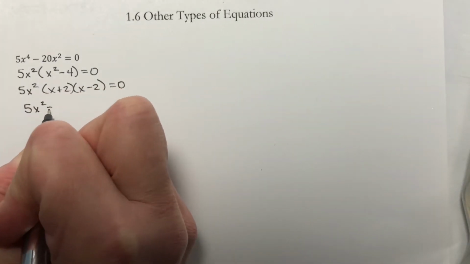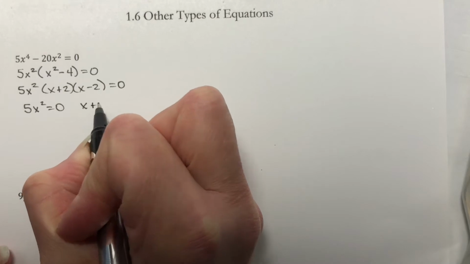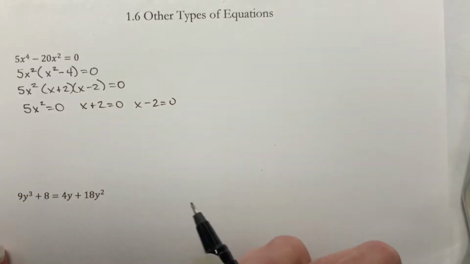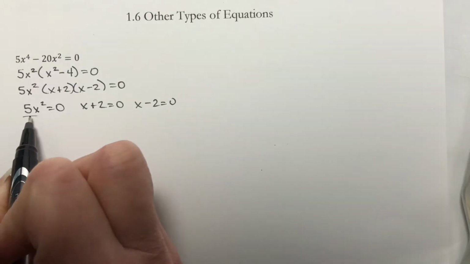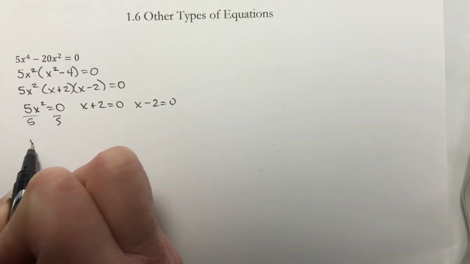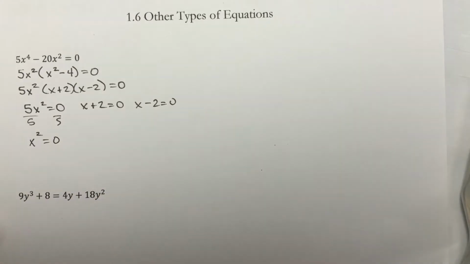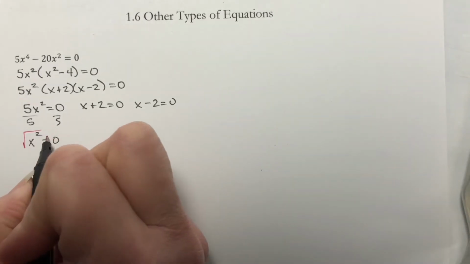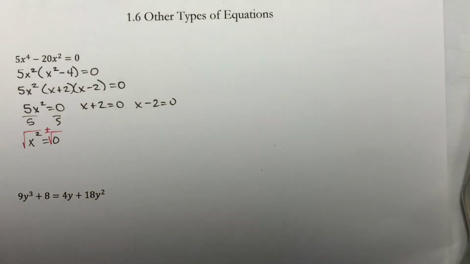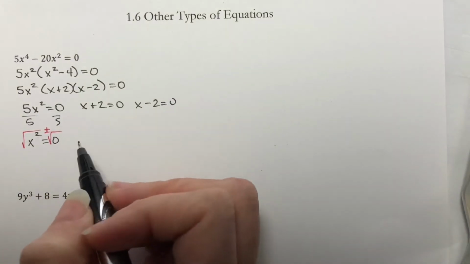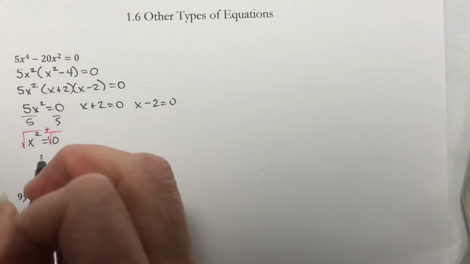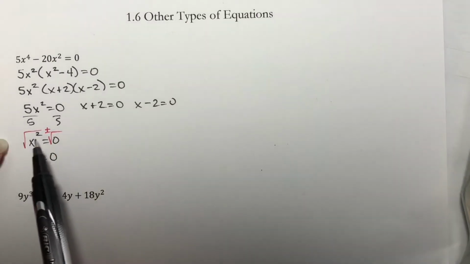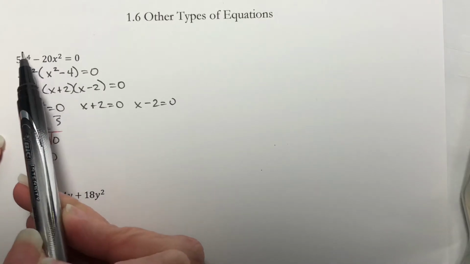5x squared equals 0, x plus 2 equals 0, x minus 2 equals 0. Here, technically, you divide both sides by 5, you get x squared equals 0, and then you use the square root property on it, and you have to use the plus or minus there. So technically, I get 2 answers here. I get plus 0 and minus 0. Now, normally we just write it down once, but it is counting twice when it counts towards the 4 answers that we should expect.